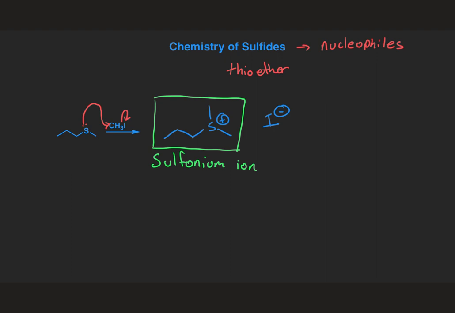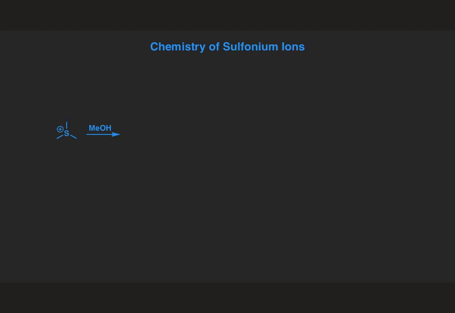And these are substantially more stable than their oxygen analogs. Sulfonium ions are the last class of sulfur-containing molecules that we're going to talk about today. And unlike the other 2 sulfur-containing molecules, sulfonium ions react as electrophiles, or in this case, an alkylating agent. And that's just a chemistry word for attaching an alkyl group to another molecule.